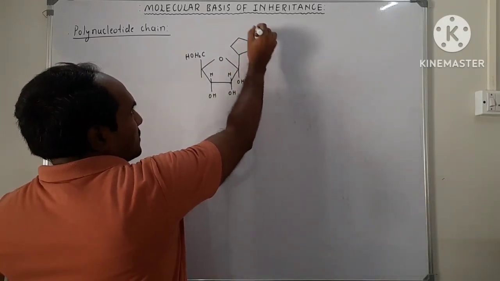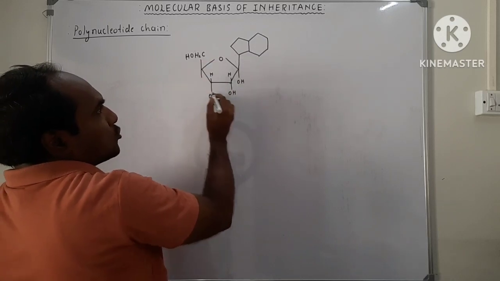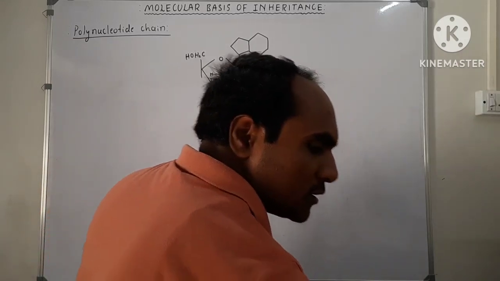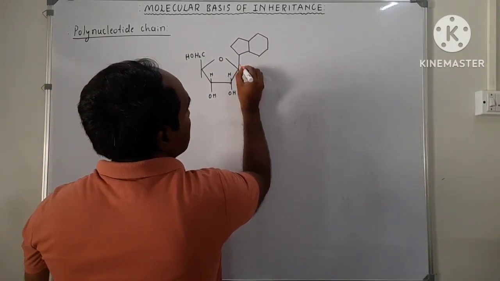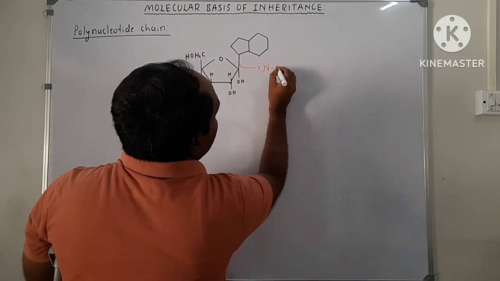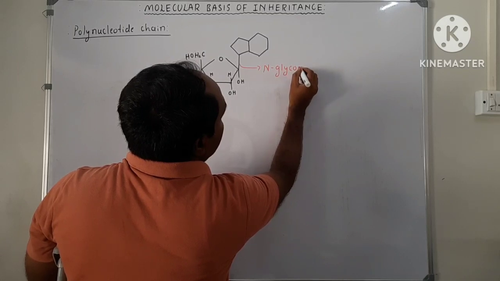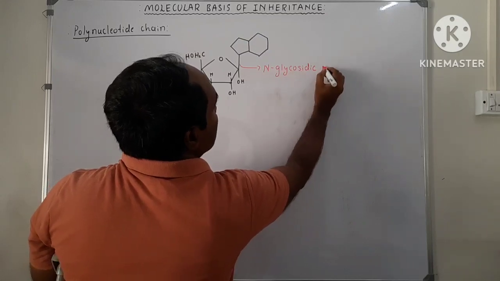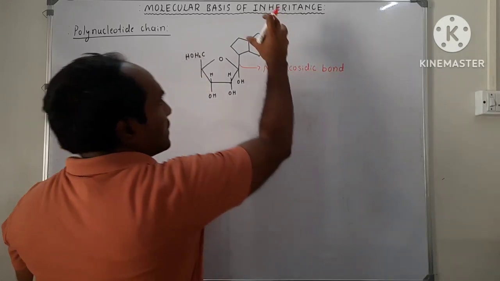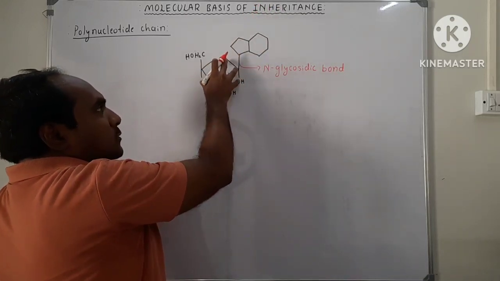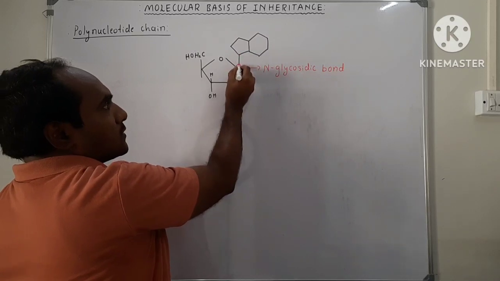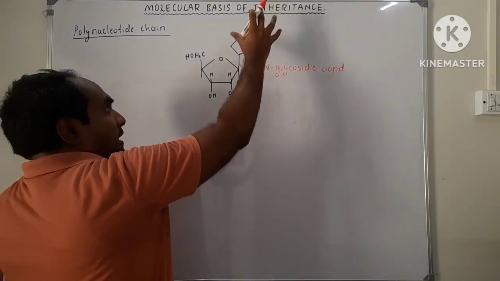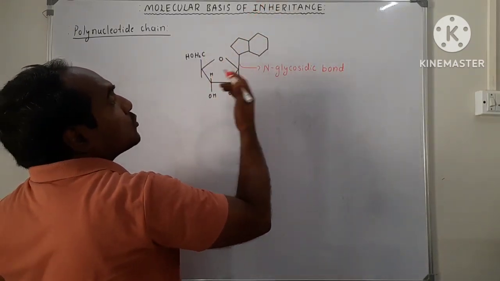Here, the nitrogenous base links with the pentose sugar with the help of a bond. And this bond is called what? N-glycosidic bond. Getting my point? The nitrogen base links with the pentose sugar with the help of an N-glycosidic bond. And the combination of nitrogen base and pentose sugar forms nucleoside.